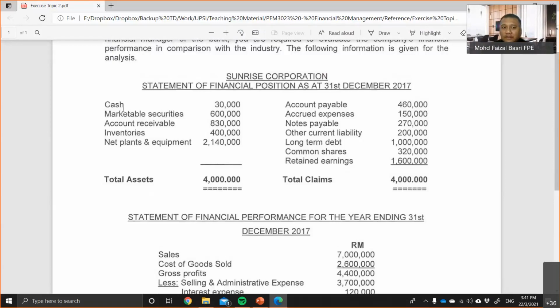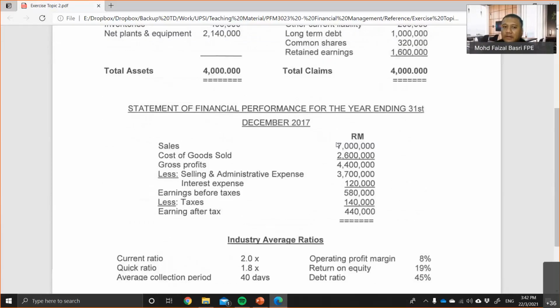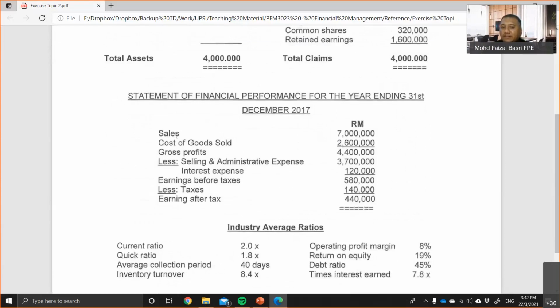Okay. You nampak kat sini, there's no current asset, fixed asset, there's no current liabilities, long-term liabilities or even equity kat sini, labeling tak ada. And very straightforward information about income statement lah, from sales, revenues, until EAT, earning after tax. Okay.